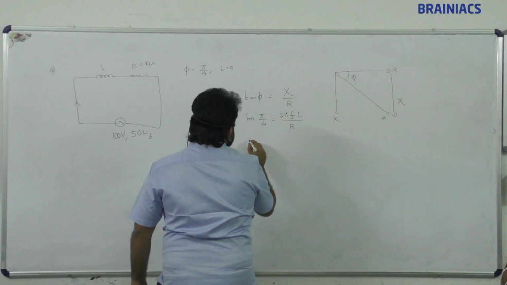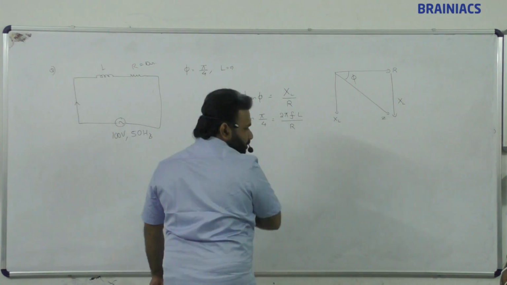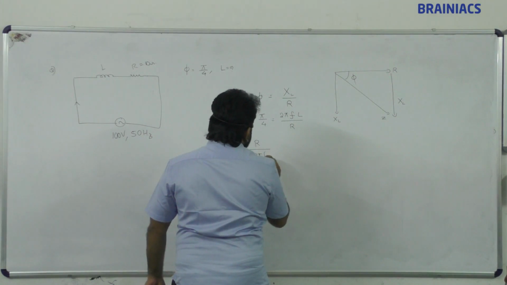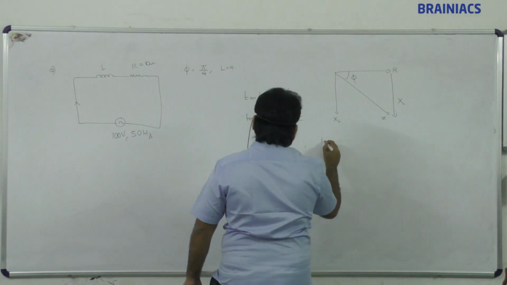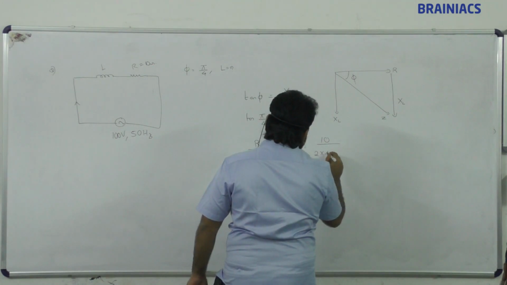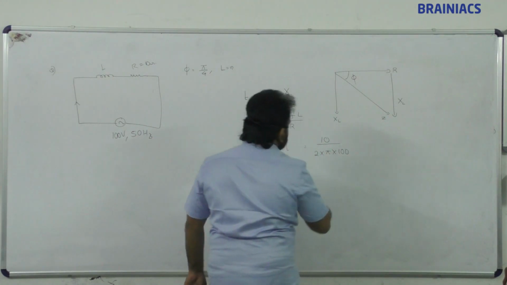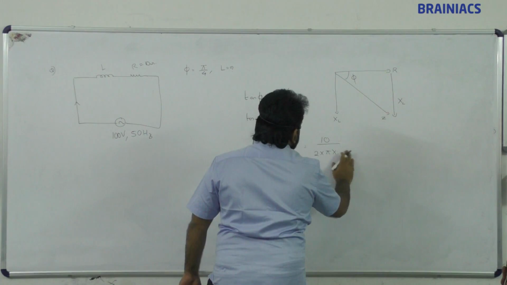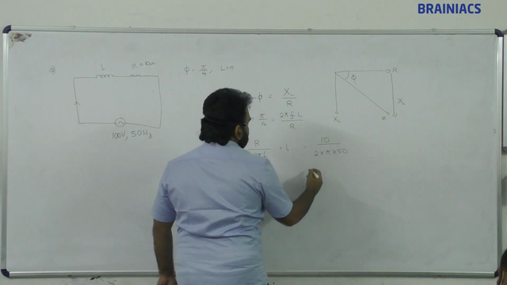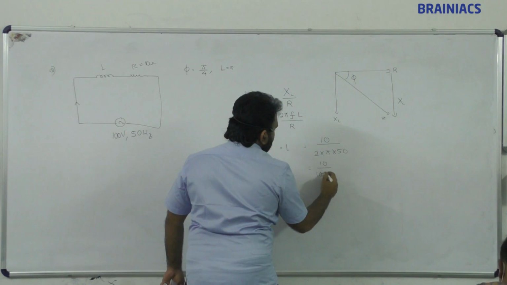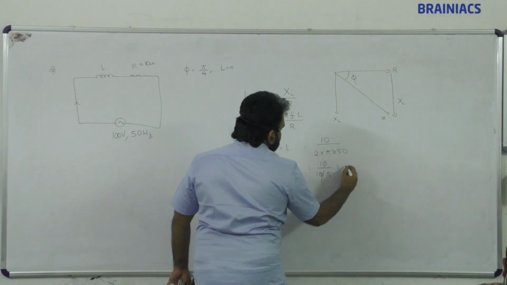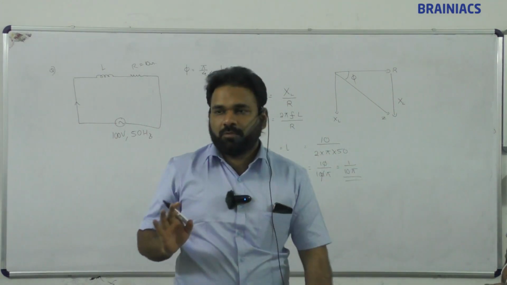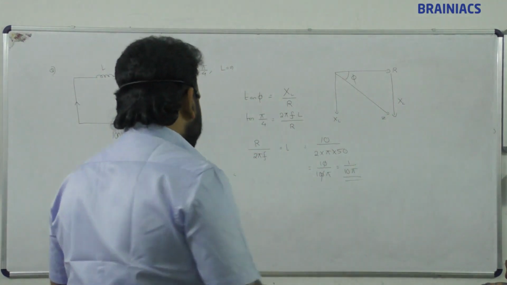L we don't have, and tan π/4 is 1. So R divided by 2 pi f is equal to L, which is nothing but 10 divided by 2 into pi into frequency 50. Yes, done. So this is going to be 10 by 100 pi, so this can be cancelled off, giving 1 by 10 pi. That is the answer, you can mark the option. Clear?